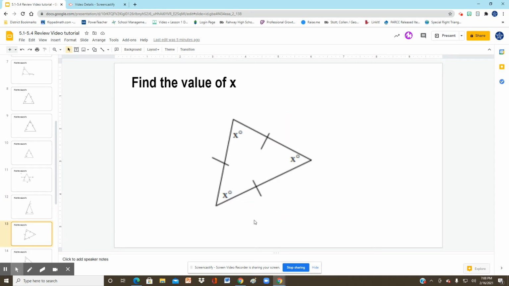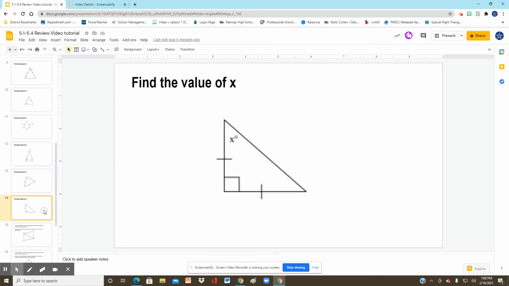Moving on to our next problem. Here we have an equilateral triangle. All three markings tell me all the angles are equal. So in this case, our triangle, the angle should be 60 each angle here. 180 divided by 3.